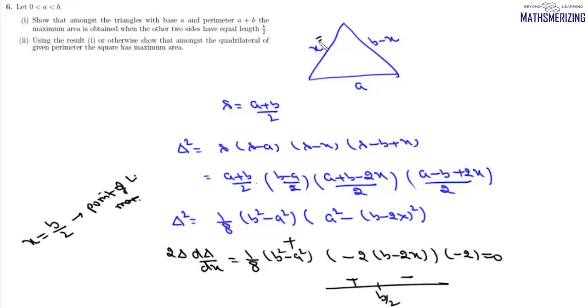So if the value of x is b by 2, then this other length will be b minus b by 2, which again is b by 2. So among all the triangles with base a and perimeter a plus b, the maximum area is obtained when the other two sides have equal length b by 2.